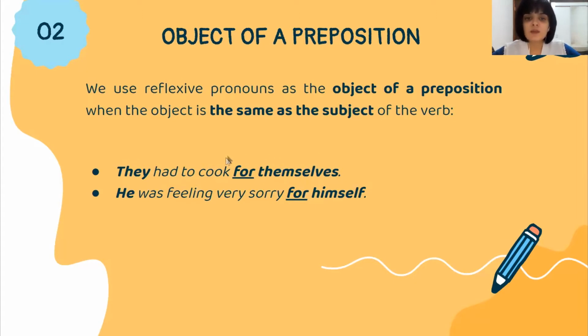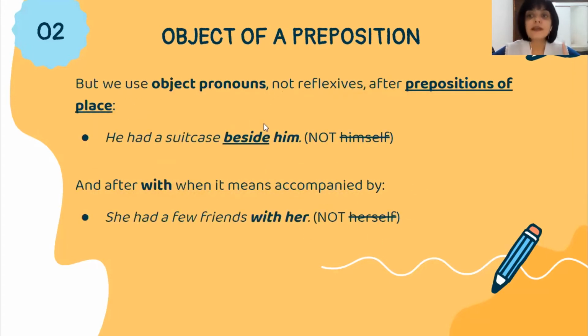E aqui nós temos também o uso da preposição for. No segundo exemplo, he was feeling very sorry for himself. Então, novamente, o pronome reflexivo aqui ele está relacionado com o sujeito, então himself para he, e também está acompanhado pela preposição for. Entretanto, gente, é importante lembrar o seguinte.